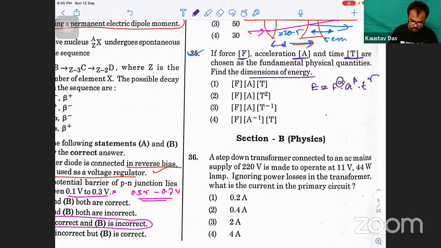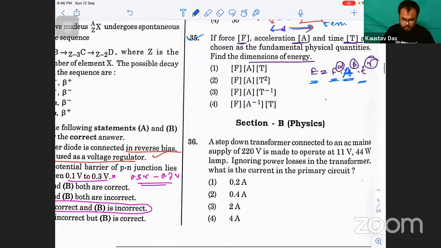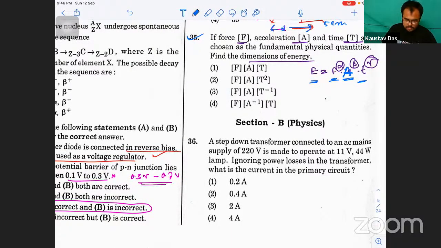And you need to calculate the value of alpha, beta, and gamma, and from there you can find out the value of E in terms of F, A, and T. Sorry, this is capital A. If you solve it, I'm not calculating it here, you can put the value of energy's dimension in terms of MLT, you can put the value of force, acceleration, and time, and by comparing both sides, you can get the value of alpha, beta, and gamma.